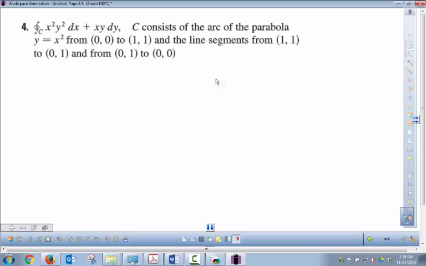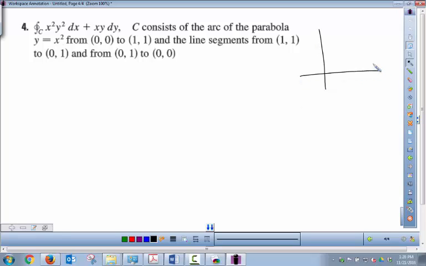So C here consists of an arc of the parabola y is equal to x squared from (0, 0) to (1, 1). So let's begin to draw this region, or this curve. Remember, as a line integral with a little circle on it, we're looking at a closed curve. So this is a piece of the parabola from (0, 0) to (1, 1). And then the line segment from (1, 1) to (0, 1). (0, 1) is here, right? So this line segment from here to here. And then from (0, 1) to (0, 0).